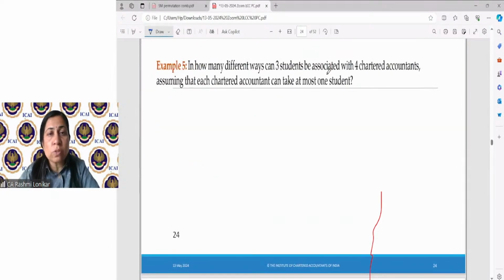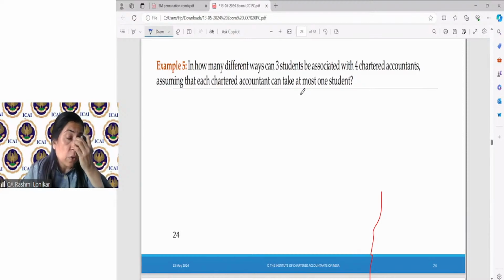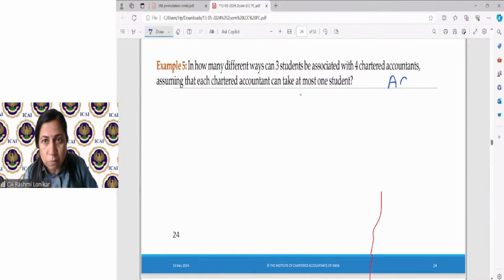In how many different ways can three students be associated with four chartered accountants, assuming that each chartered accountant can take at most one student? As you know, after you clear your exams, foundation, then when you are done with your intermediate, you go in for doing your articleship. So what will happen is each chartered accountant has a limit on the number of articles he can take under him. This is determined by how much experience he has. Okay, so he has become a chartered accountant. I think you all know, and if you don't know, please pay attention. There is an ACA. Once you pass your CA final exam, you become an associate chartered accountant. You will hold this for 5 years.